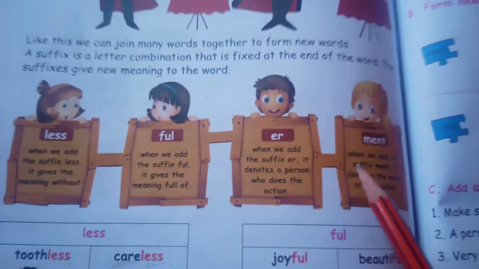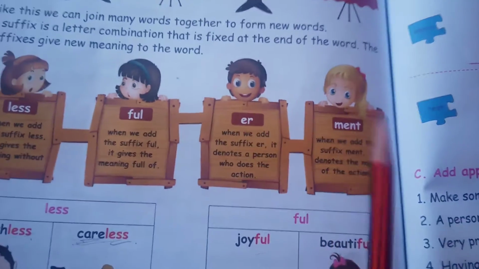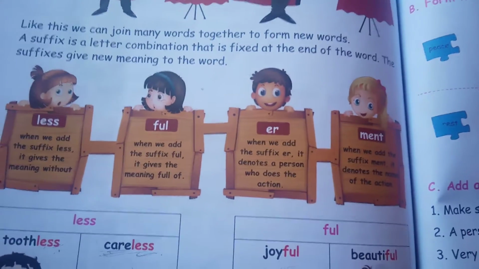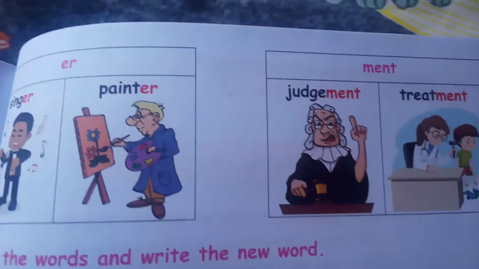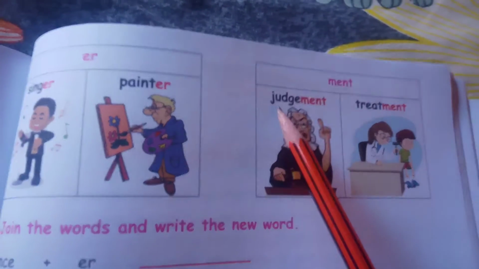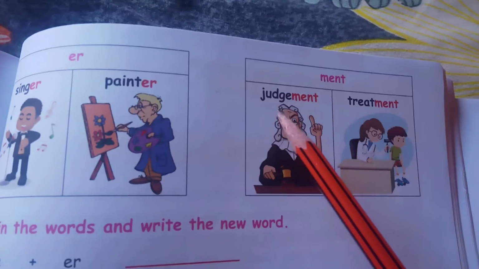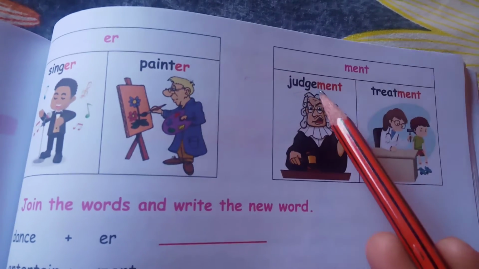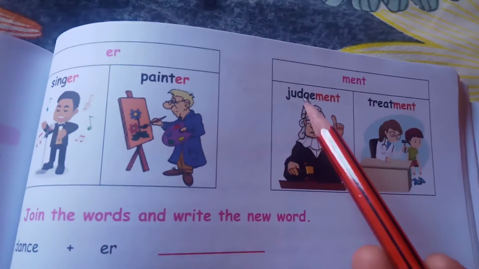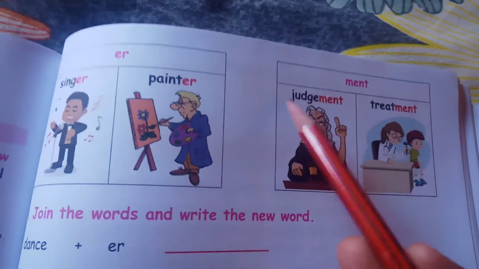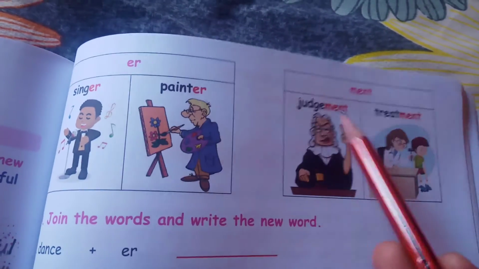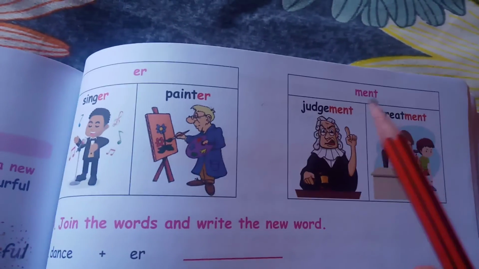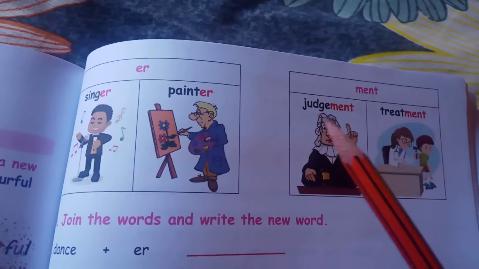The last suffix is ment. When we add the suffix ment, it denotes the name of the action. Here you have the word judgment. Judge is a person who works in a court, right? But when you add the suffix ment, it denotes an action. Judge is a noun, and with the suffix ment it becomes the name of an action. So when you add ment to a word, it denotes the name of an action.